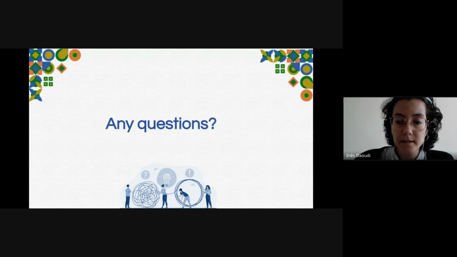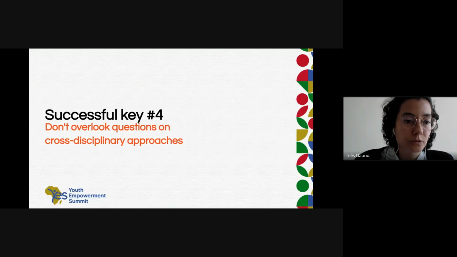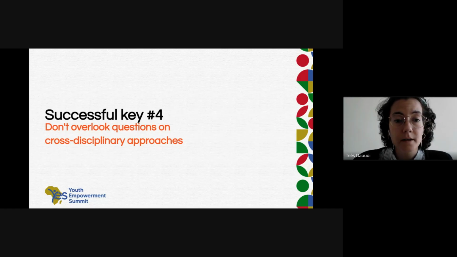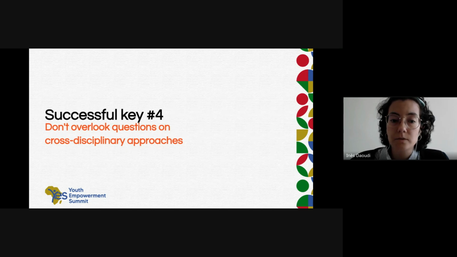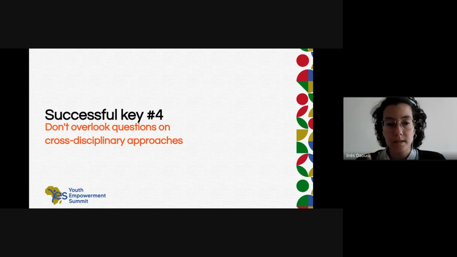Now let's keep going with the successful key 4, which is the integration of cross-cutting issues, such as gender equality, environmental sustainability, and human rights. Those issues are very important and they are considered cross-cutting because they influence all areas of development. And they must be addressed across sectors at every stage of the project.